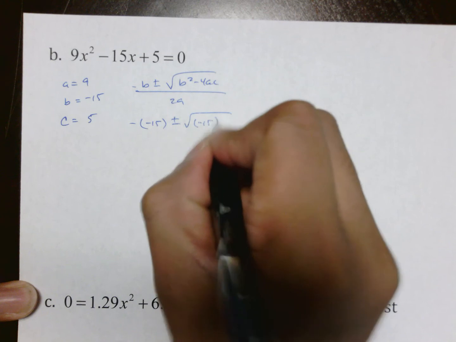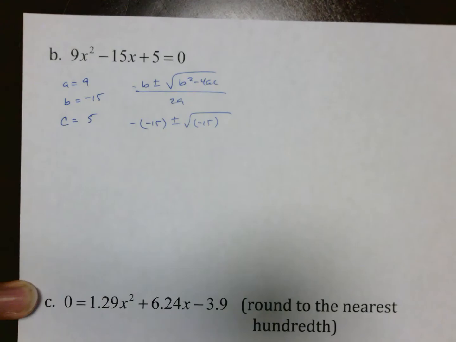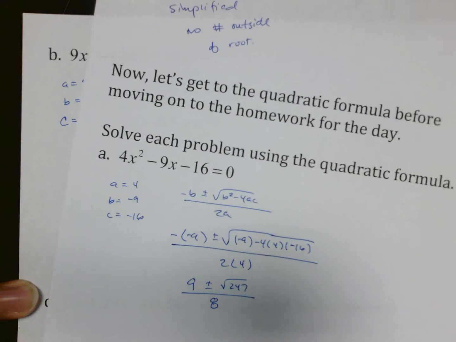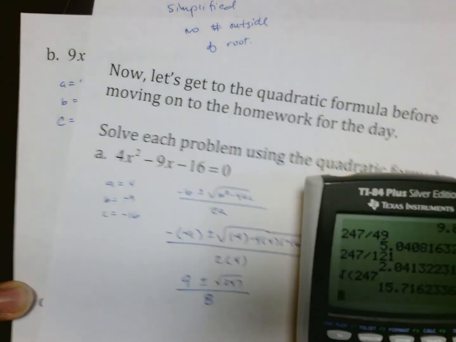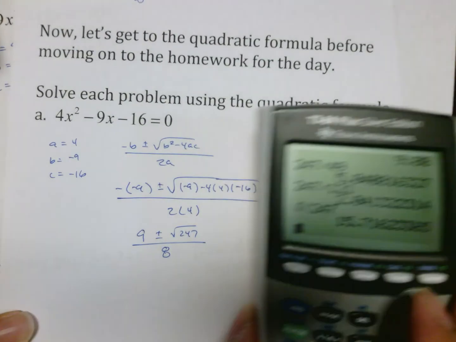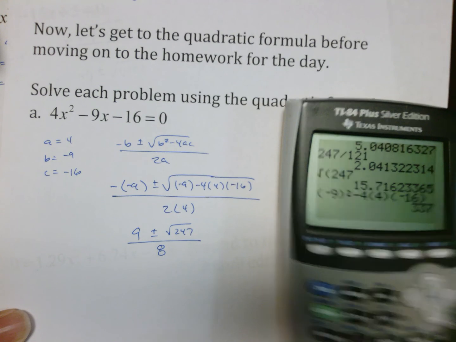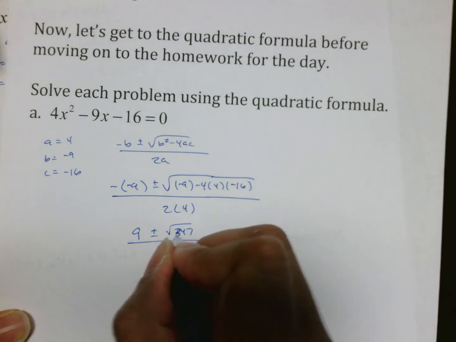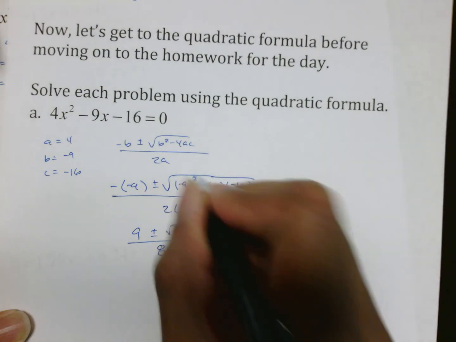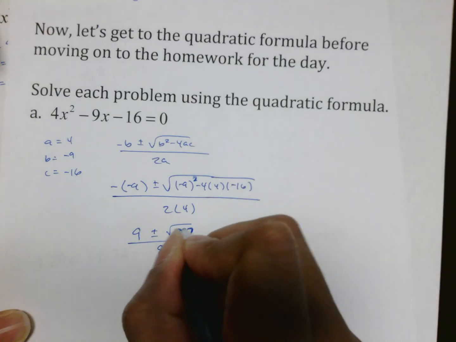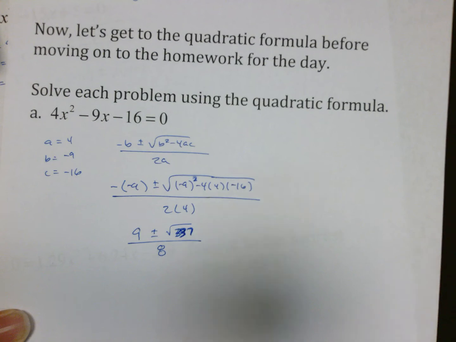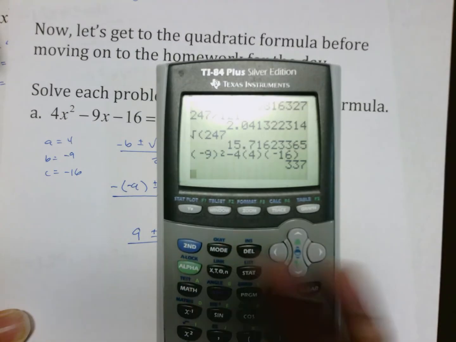Did I square that B squared on the other one? I don't think I did. Shame on me. Back to A. Should be negative 9 squared minus 4 times 4 times negative 16, which is 337. Don't forget to put that squared there, please. Great way for me to teach you is to mess up right in front of you. But either way, 337 I don't think breaks down either.